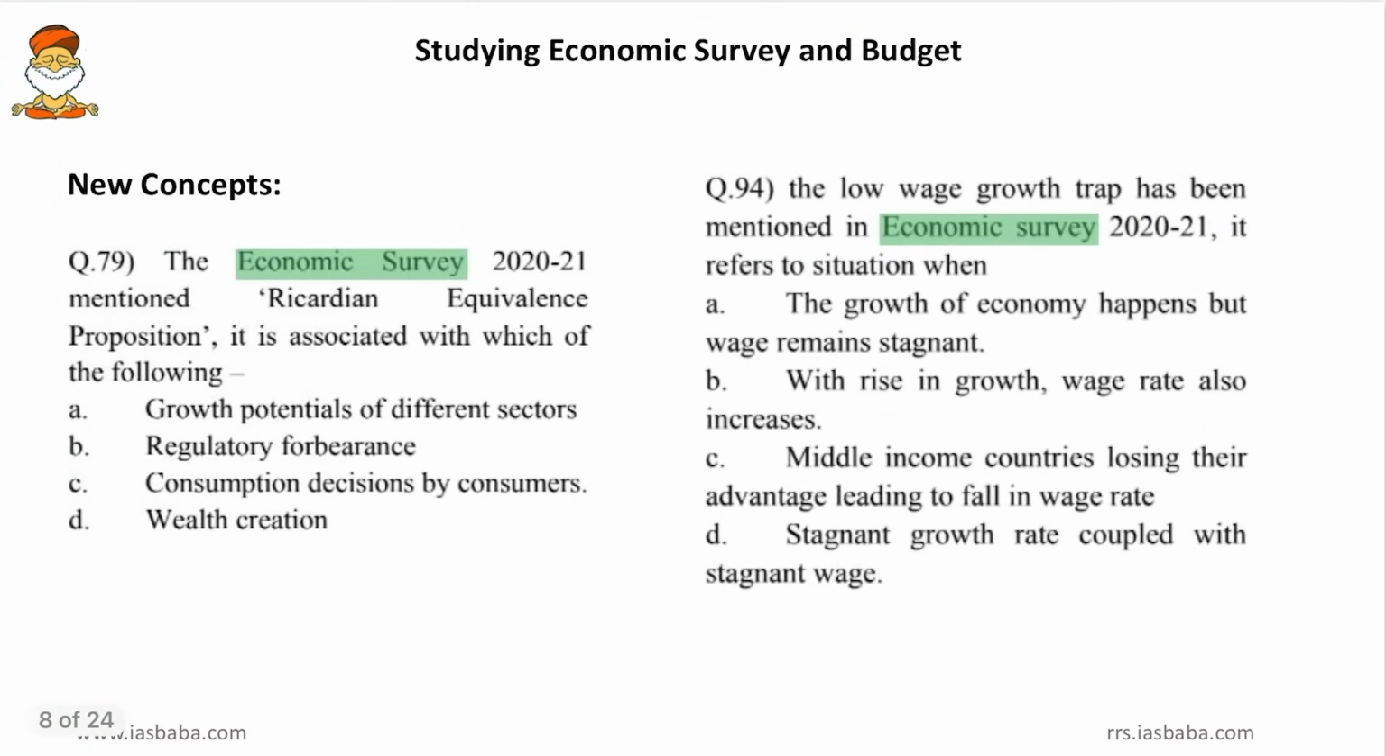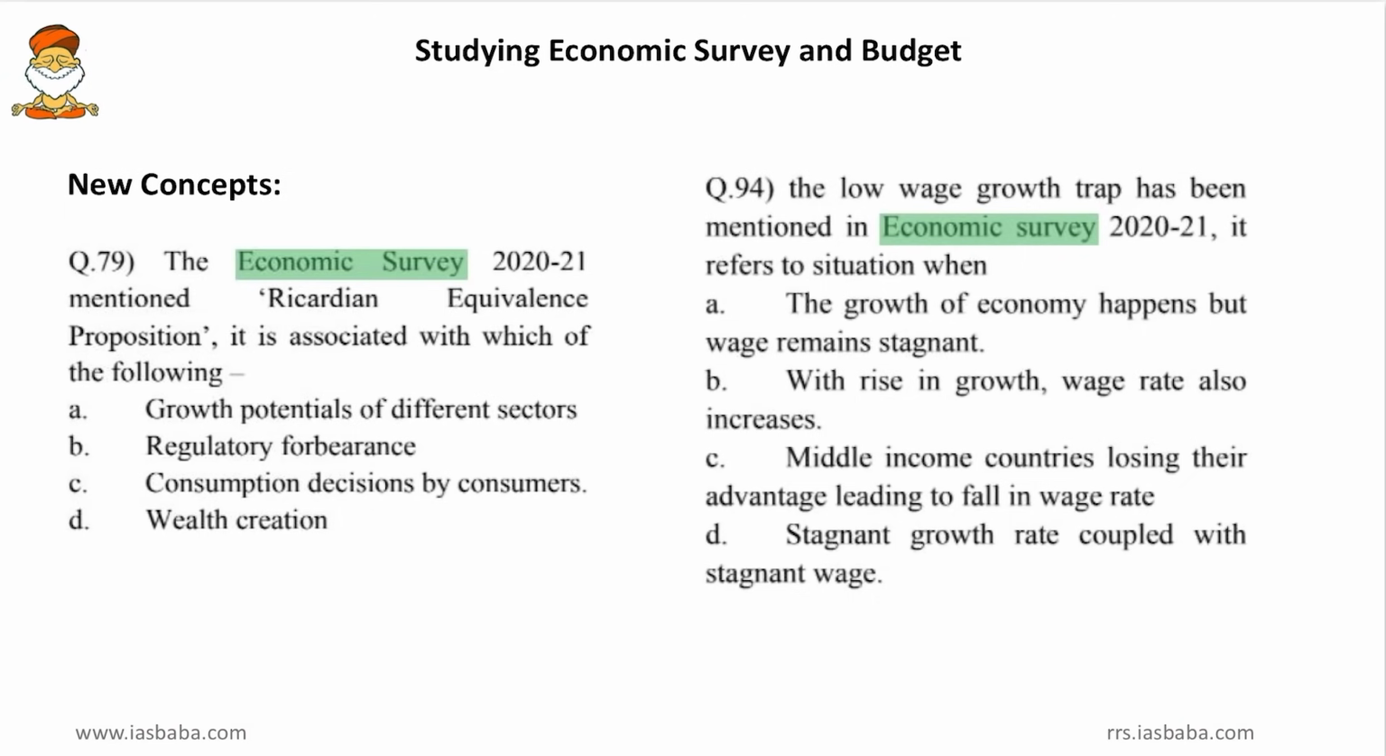Then come to next one, how to study economic survey and budget. Friends, both economic survey and budget consist of 3 important things, that is the new concepts, then the new schemes that are being launched, and then the statistical trends. So these are the 3 important areas where you have to search in the economic survey and budget, and it is insane to read the whole economic survey and the budget, which takes months together.